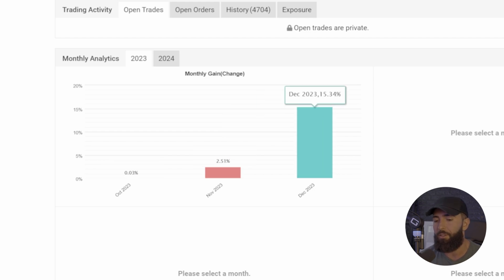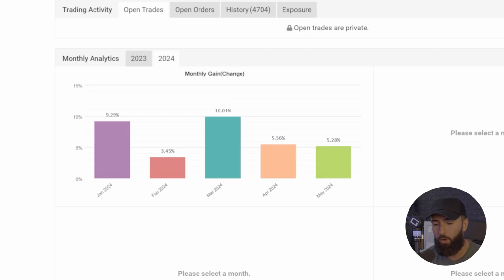In December it did 15.34%. Popping over to 2024, in January we did 9.29%. In February we did 3.45%. In March we did 10%. April we did 5.56%. In May we did 5.28%.